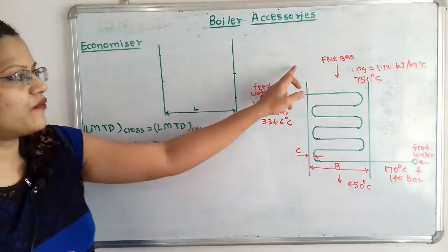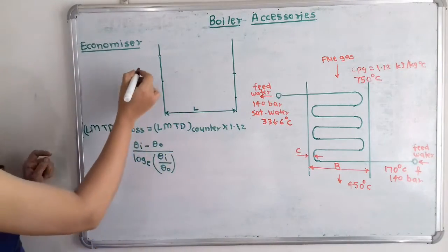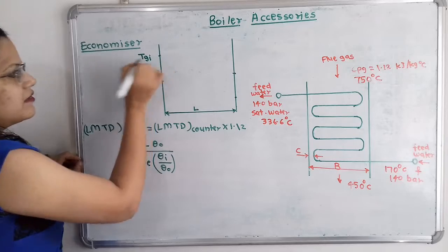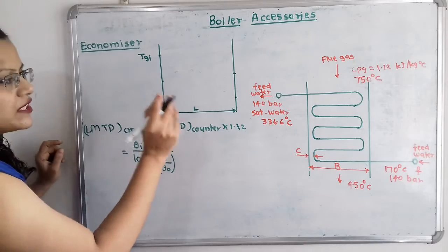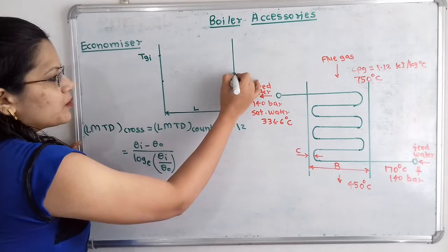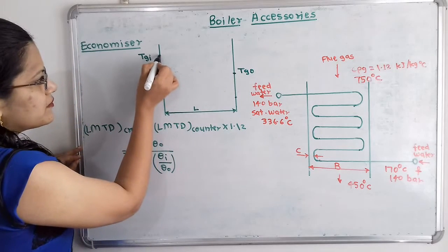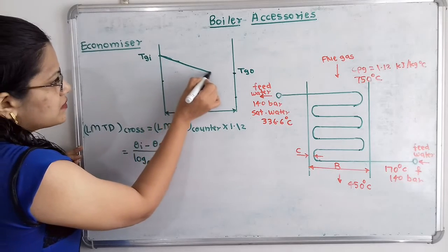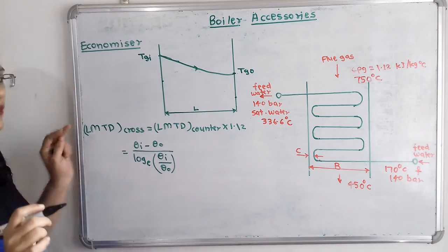So what is the temperature of the flue gas? The inlet temperature is 750 degrees Celsius. So I will plot it here as Tgi, the temperature of inlet flue gas, 750 degrees Celsius. And what is the temperature of the outlet flue gas? That is Tgo, 450 degrees Celsius. So I will plot the outlet here as Tgo. I will show it with the help of an arrow. Here the heat is given to the feed water and the flue gas temperature is decreasing. So we show an arrow from inlet to outlet of the flue gas.